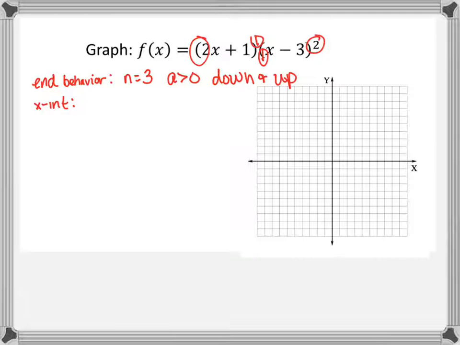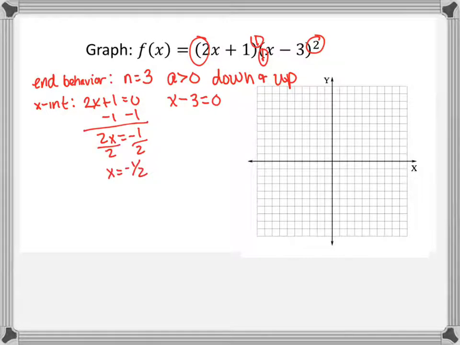For our x-intercept, we will set each factor equal to 0 and solve for x. So 2x plus 1 equals 0, x minus 3 equals 0. Solving for x, we get x equals negative 1/2, and x equals 3. So we have two x-intercepts, one at (negative 1/2, 0), and one at (3, 0).